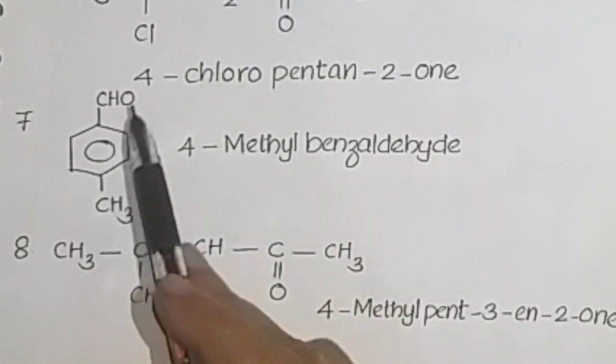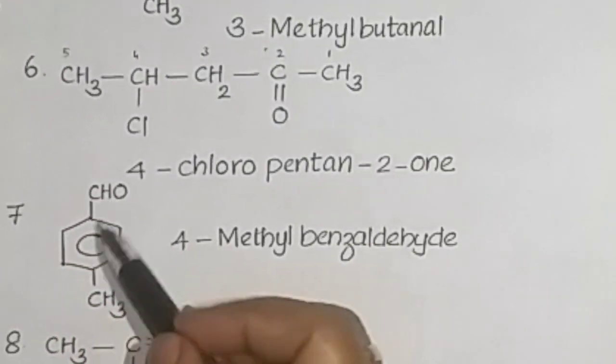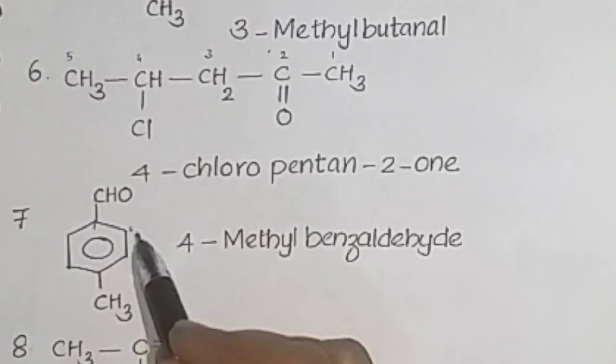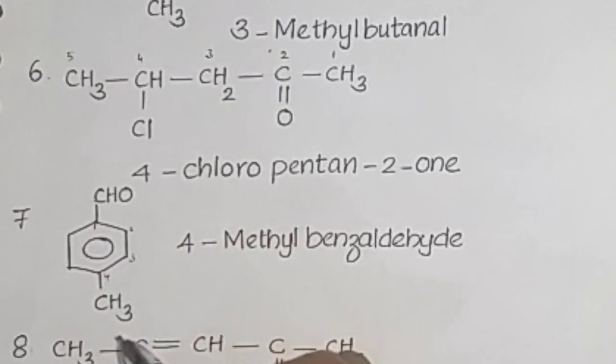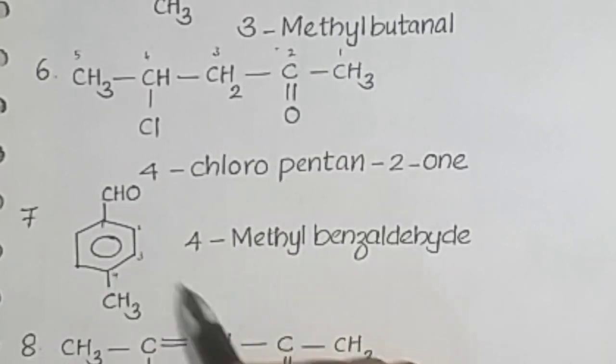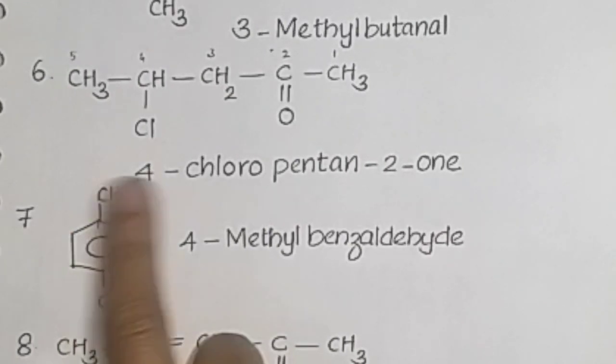Next one, this is benzaldehyde. The aldehyde-attaching carbon is the first one, then second, third, fourth. In the fourth carbon the methyl group is present. So 4-methyl benzaldehyde.